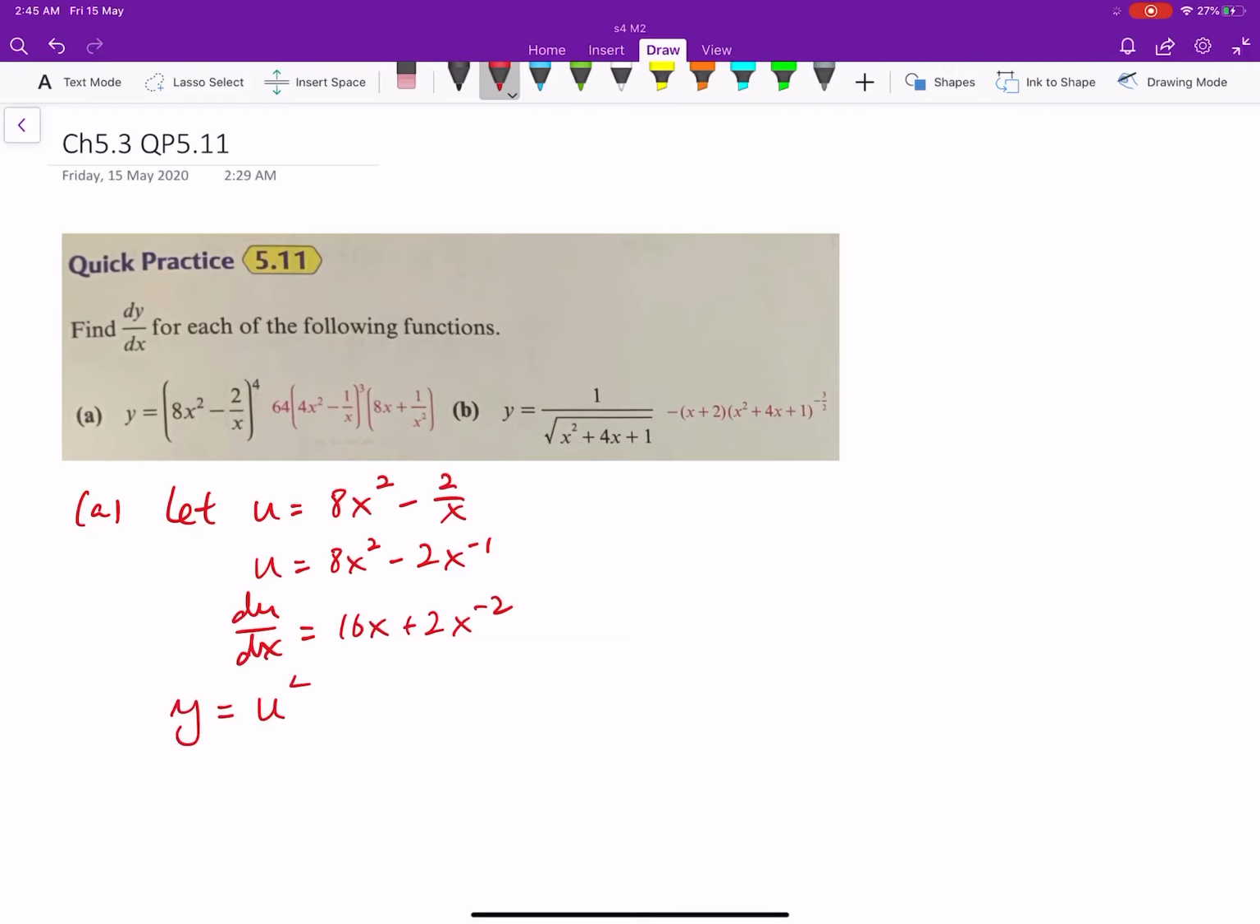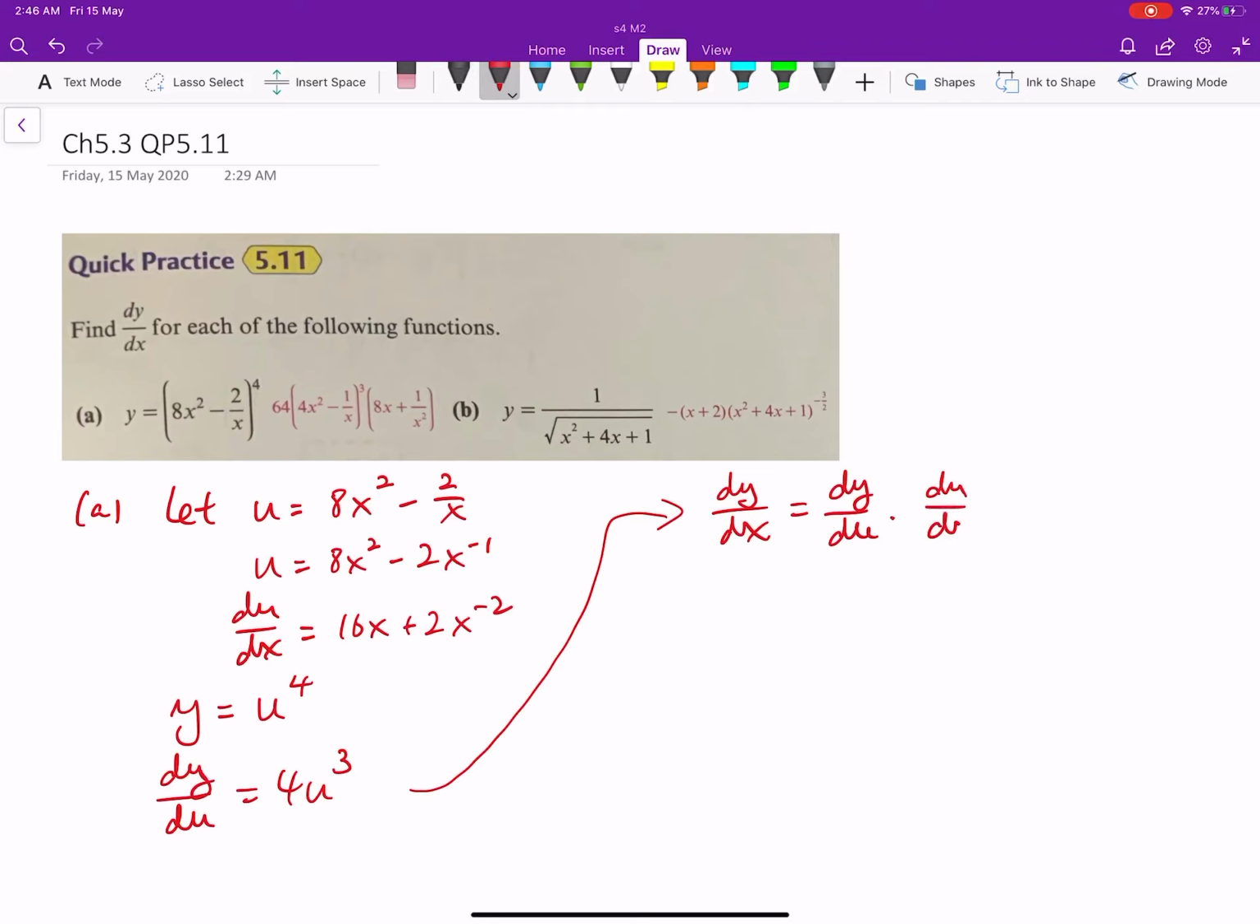Now y is u to the power 4, so dy du is 4u to the power 3. After we find dy du, then we really come to the end. So dy dx equals dy du times du dx. Just put in the expressions, so make sure you put in the correct expressions. Don't make mistakes here.